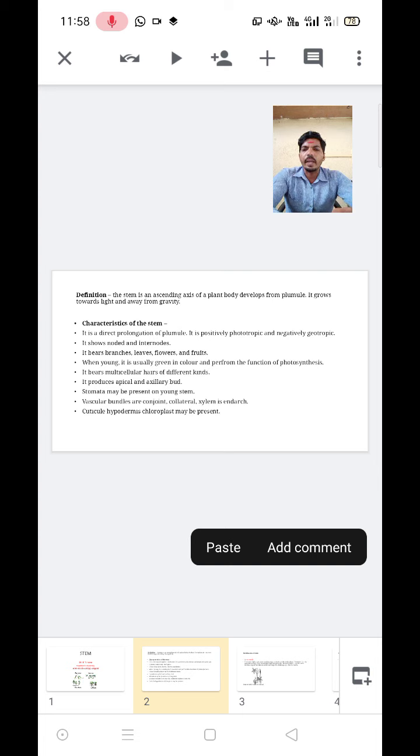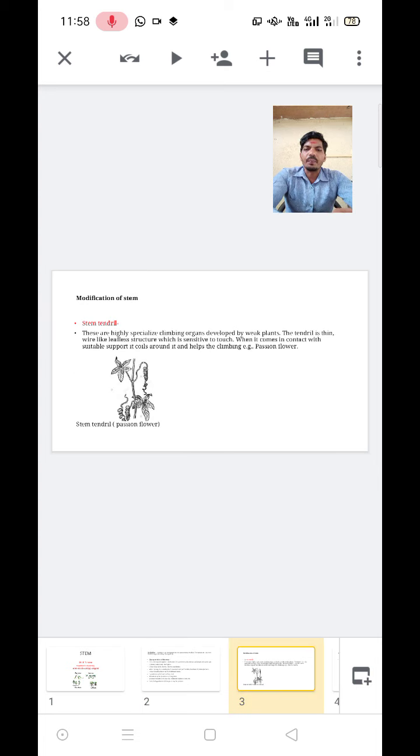In the transverse section, the stem shows vascular bundles that are conjoint, collateral, and the xylem is endarch. The cuticle and hypodermis are present, and chloroplasts may be present. Then there are the different parts of the stem that are modified. Why is the stem modified? Because the stem stores food material, the stem gets modified.